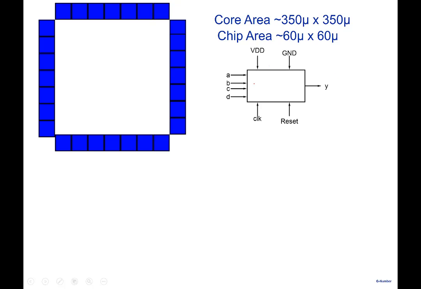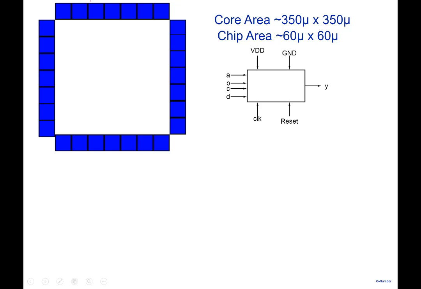And you require eventually 26 pins. Why are we using such a large core area, 350 micron by 350 micron? Because the number of pins is 26, and each pin requires a pad of 50 micron by 50 micron. So I'm forced to use an area of 350 micron by 350 micron. My IC is only 60 micron by 60 micron, right?